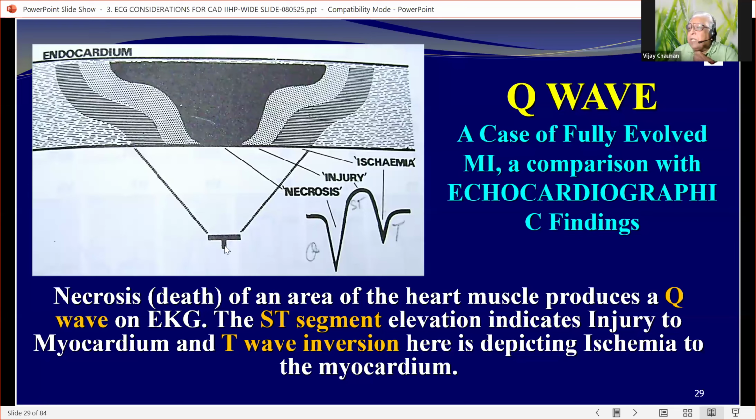So if you are taking echo, so this is the part which is coming here. It shows the Q wave, death part, a Q wave. ST segment shows injury just beyond death part, and this part is showing ischemia. So there are distinctly three zones. One zone where blood supply is totally cut. Because of total cut of the blood supply, the area swells, tissue swells, it secretes certain enzymes which are coming up because of that particular tissue.